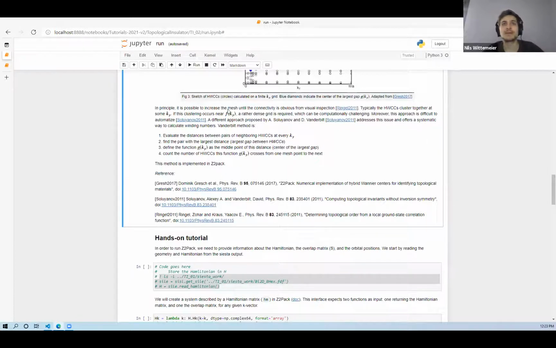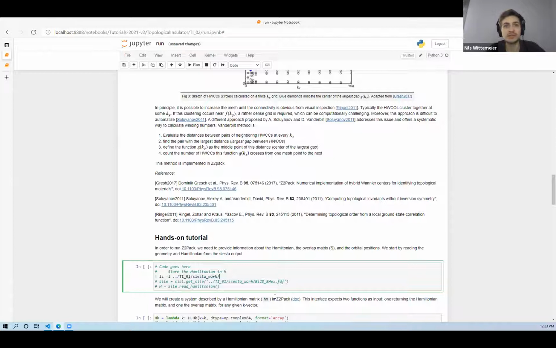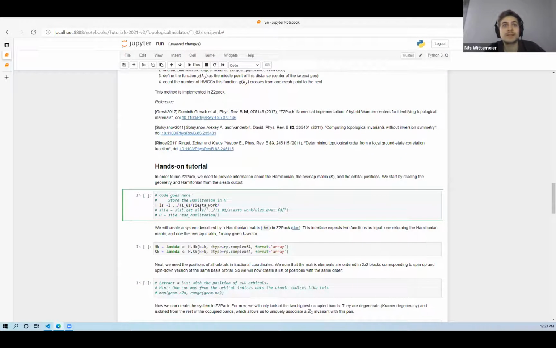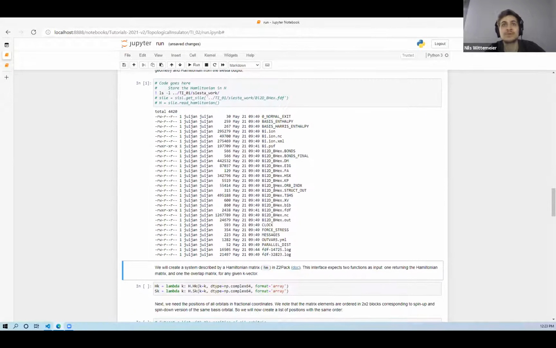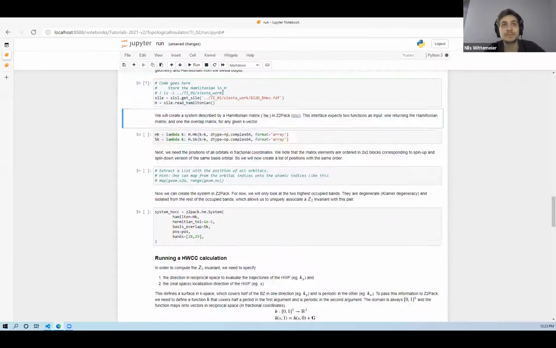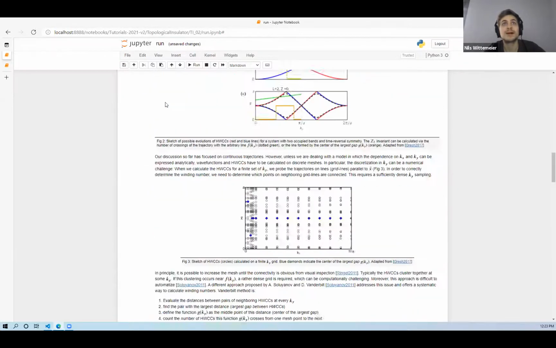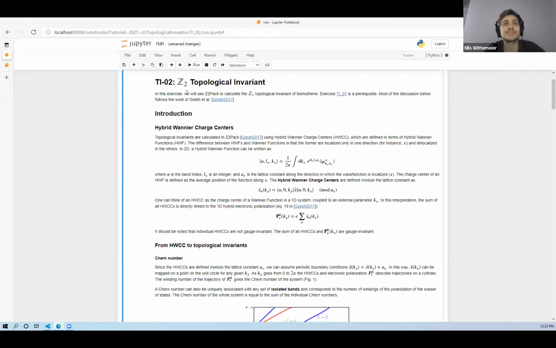Without dwelling more on this, I think we're just going to get started on how to do that. Like I said before, I already ran this SIESTA calculation for the first part, and you can see here all the output files of SIESTA are there. So we can just read the Hamiltonian after we load sisl, obviously.